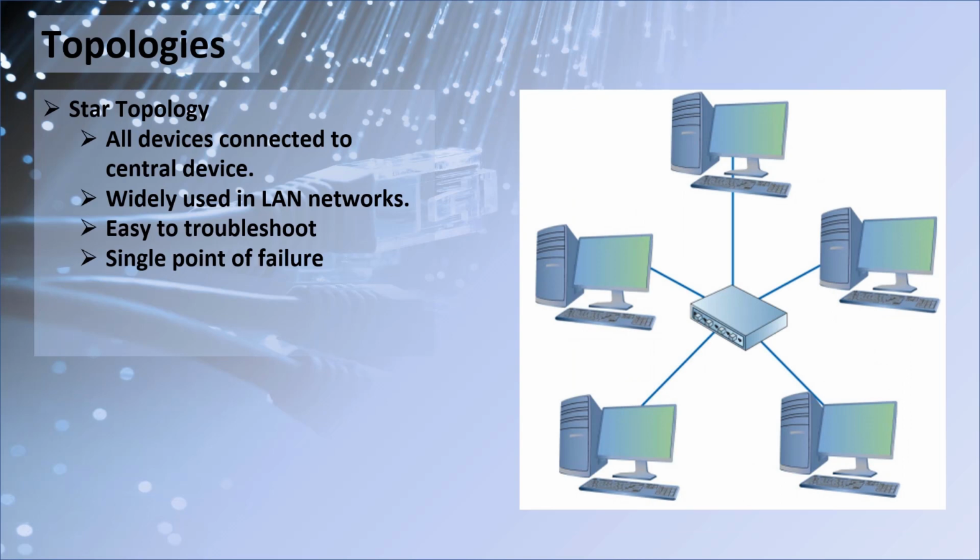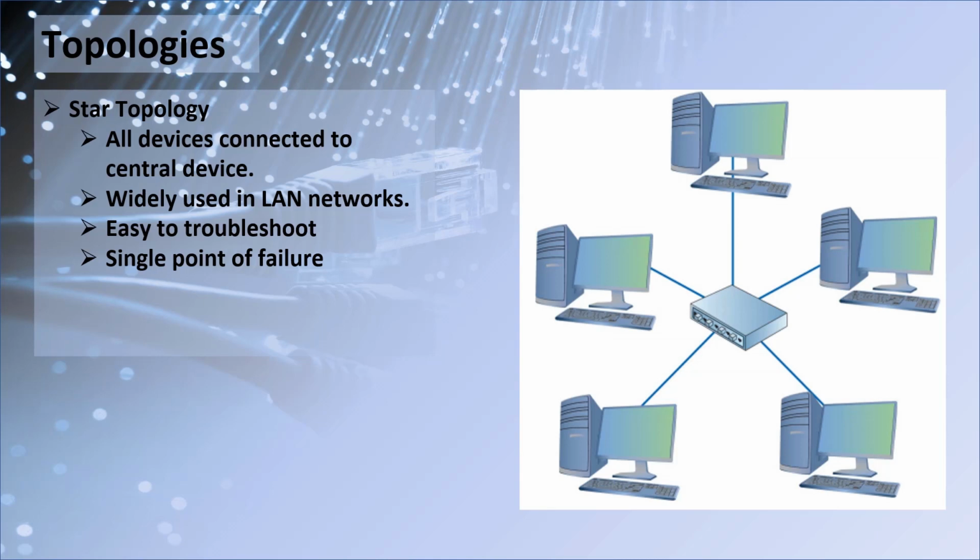So now let's move further. Let's talk about the star topology, wherein all the different nodes and systems on the network are connected to a central device, and in most cases it will be a switch. Star topology is generally widely used in LAN networks. There will be a switch as the central device, to which all the devices are connected. The advantage is that it is easy to troubleshoot, because all the devices are connected to the switch with a different link, a different cable.